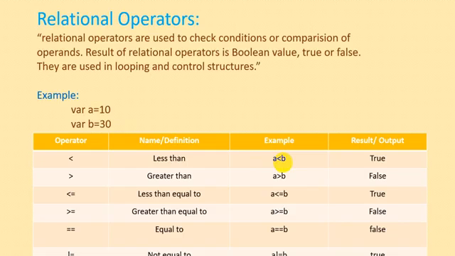You will say, sir, it is true, on the basis of your values you can find it. If I take A equal to 10, then 10 is less than 30, the answer is true. If I put A equal to 30 and B equal to 10, and again ask whether A is less than B, your answer will be false, because now A is 30. Are you getting my point? The result of a relational operator is always either true or false.